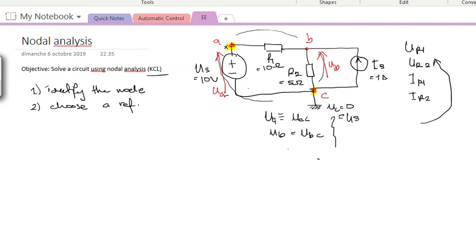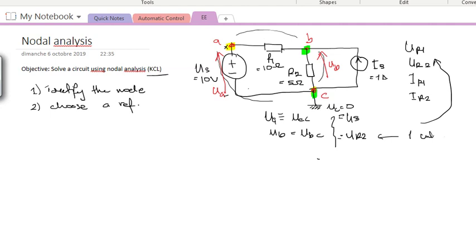Okay, so now the only unknown is UB, which is UBC. If you look at UBC, what is UBC? Can we try to identify what UBC is? UBC is basically UR2. If you look at UBC, let me highlight, the voltage, the potential difference between point B and C is basically UR2, right? So UB can also be written as UR2, right?